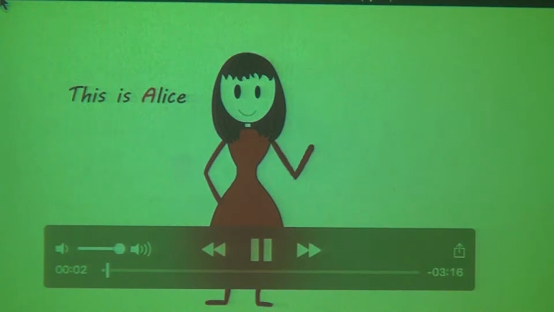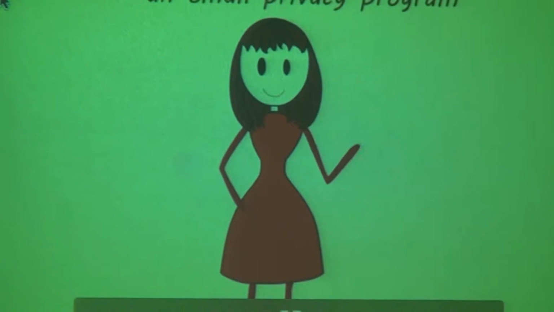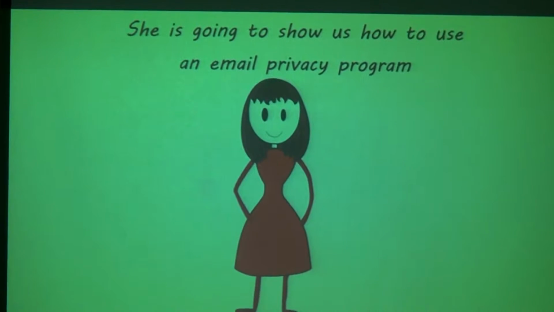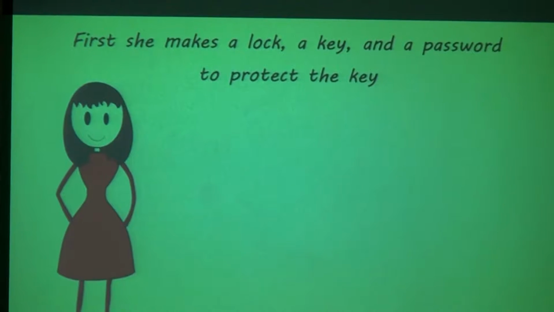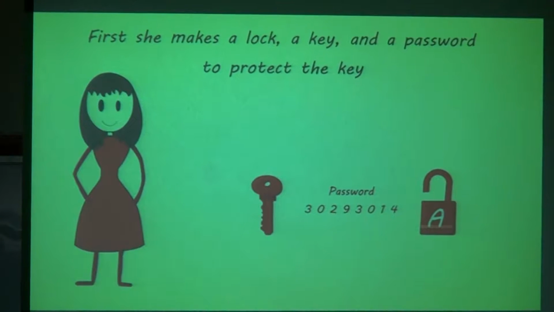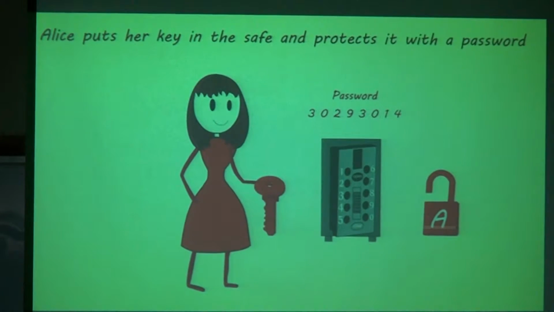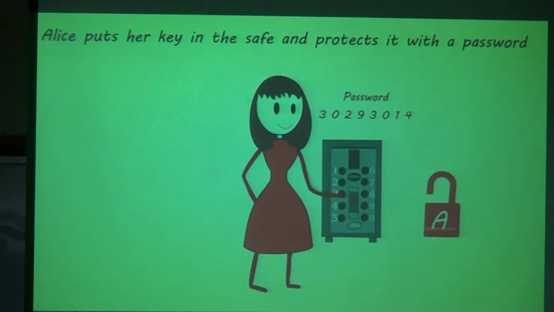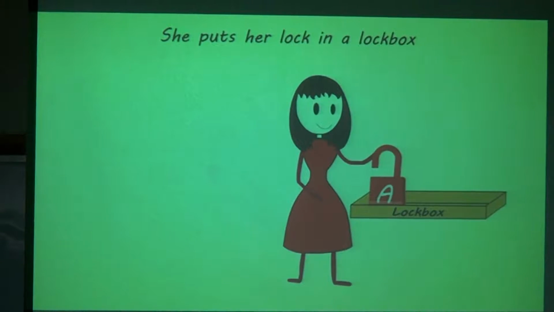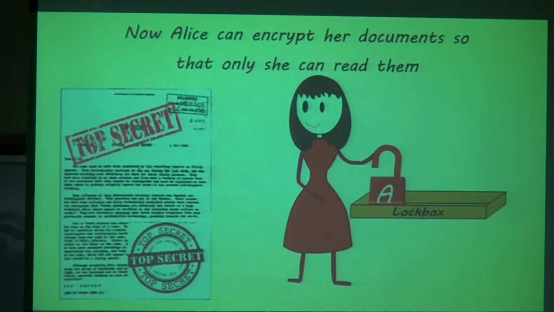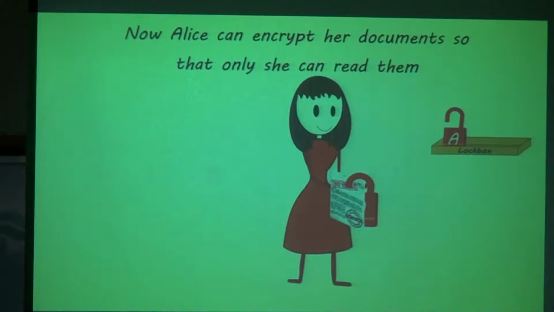This is Alice. She is going to show us how to use an email privacy program. First, she makes a lock, a key, and a password to protect the key. Alice puts her key in a safe and protects it with a password. She puts her lock in the lockbox. Now Alice can encrypt her documents so that only she can read them.